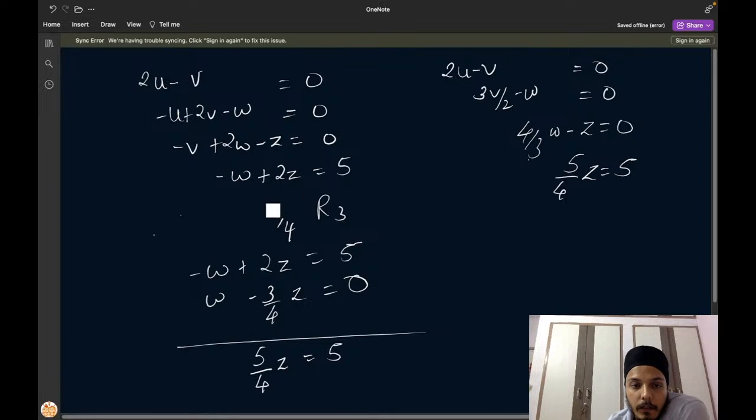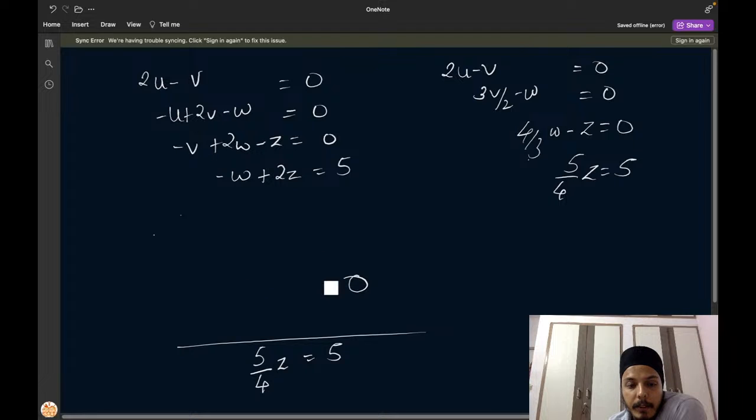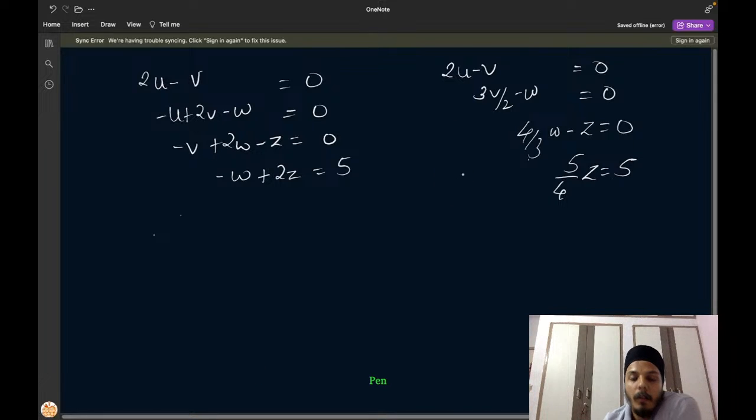So now we have done the forward elimination. All we need to do is do the back substitution. So we go from bottom to up. So our 5 by 4z is equals to 5. So the value of z is 4.